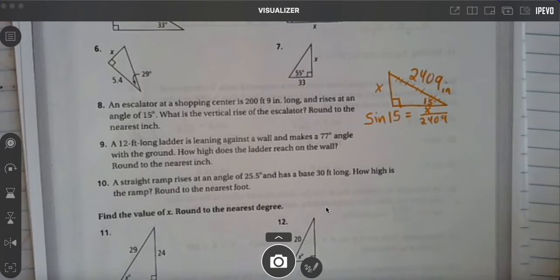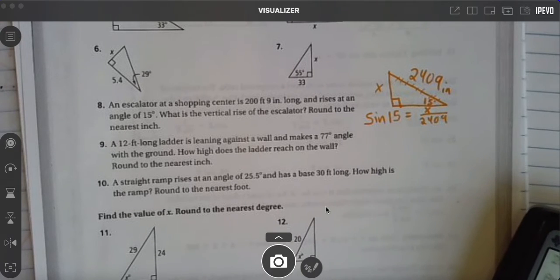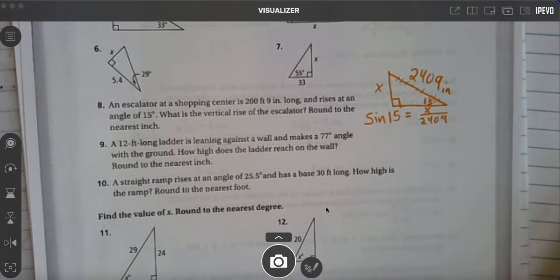How would you solve for x? Yeah, multiply. So 2,409 times the sine of 15, and it should be kind of a big number. What did y'all get? 623.5? Yes, 623.5. That's what I got.